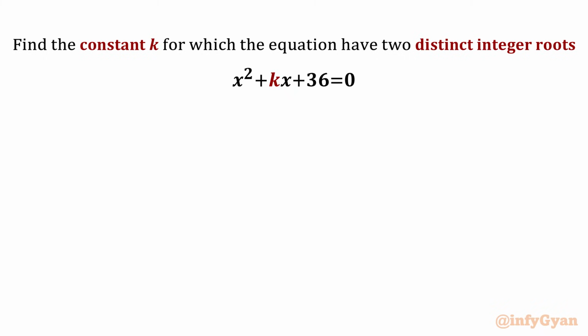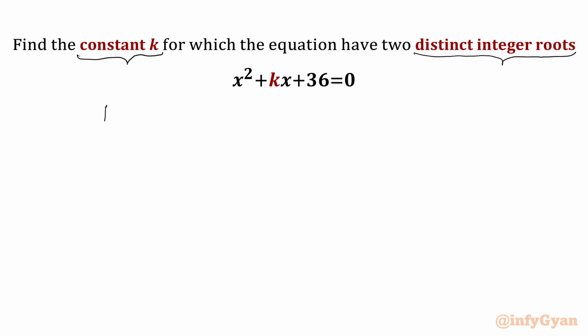Today we have one very interesting and challenging question from Algebra, AMC 2022 10B. Find the constant k for which the equation has two distinct integer roots. Given quadratic equation is x square plus kx plus 36 equal to 0. So we have to find the constant k for which this quadratic equation will have distinct integer roots.